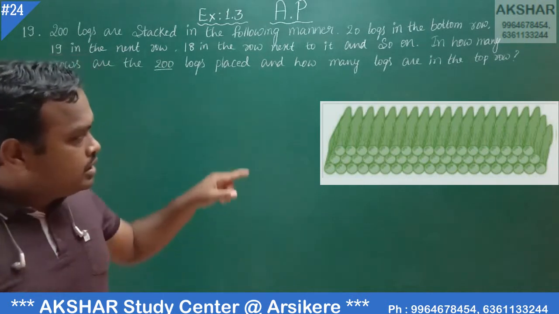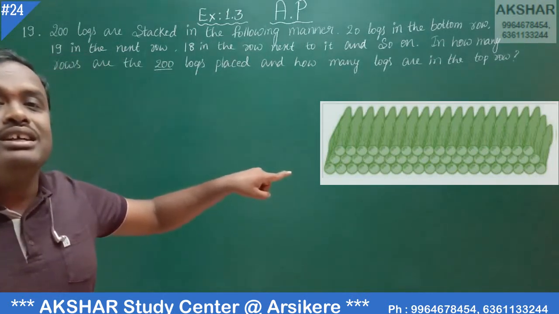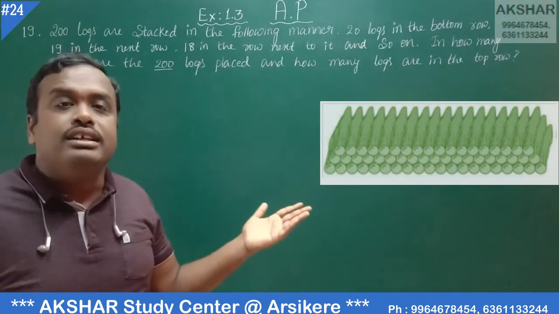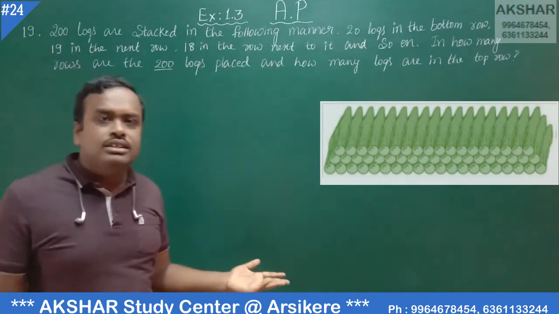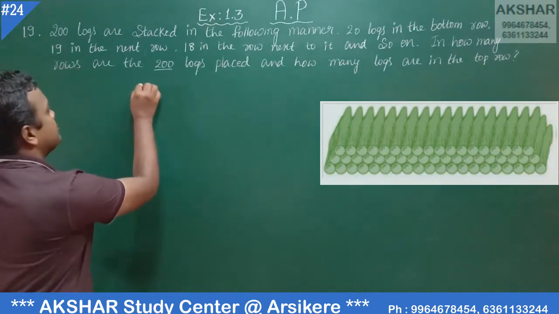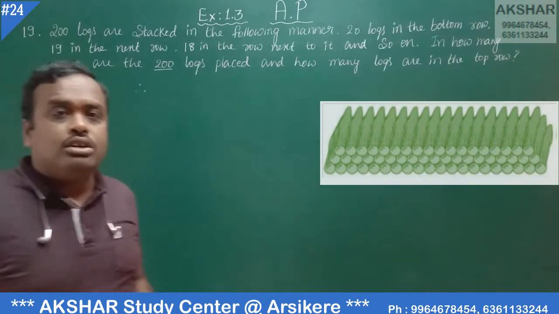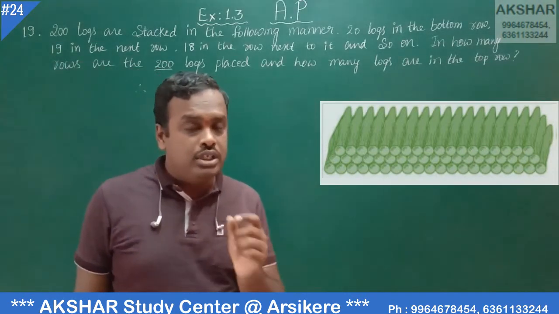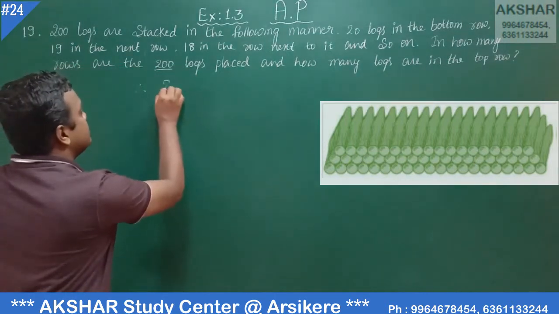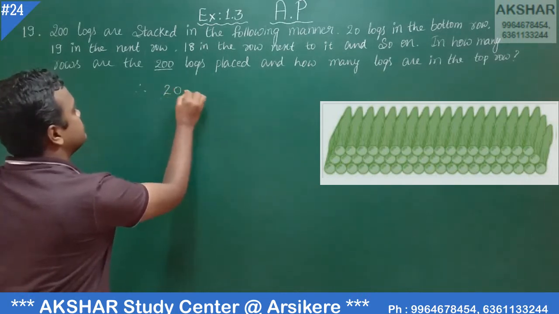Okay, how? The bottom row, or we can say first row, we can consider as the first term. The second row is the second term. The third row is the third term. Okay, children, now I will form the arithmetic progression. See how many logs are there in the bottom row. That is nothing but the first row. 20 logs. Yes, I will consider 20 as the first term, comma.